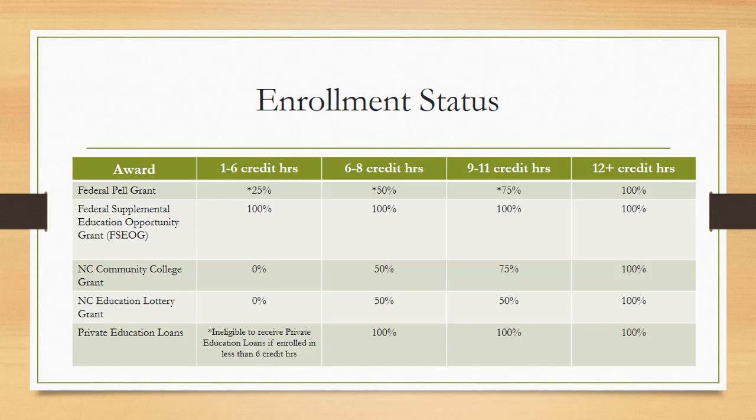The following table breaks down how federal and state grants may be prorated based on your enrollment status. In order to be eligible to receive 100% of your financial aid, you must be enrolled in 12 credits or more. If you are enrolled in less than 12 credits, your funds will be prorated accordingly. In some cases, you may not be eligible to receive any funds, so please remember to check with your financial aid office for clarification.